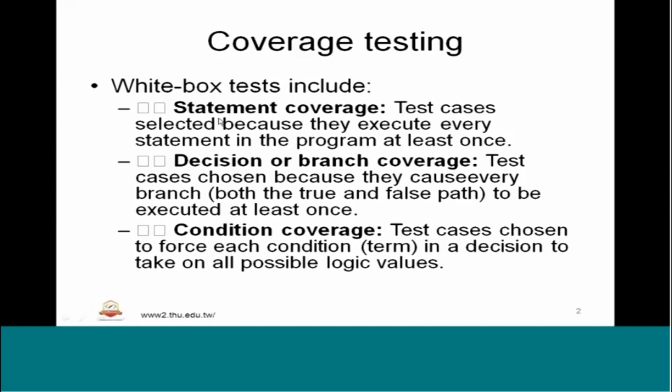The next one is decision or branch coverage. Here test cases are chosen because every branch, it is also called a decision. The decision can lead into a true or false path. So both have to be executed at least once. That is why it is called decision coverage or branch coverage.